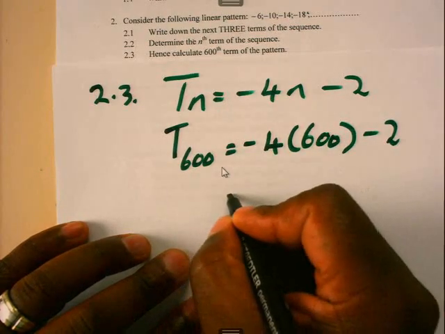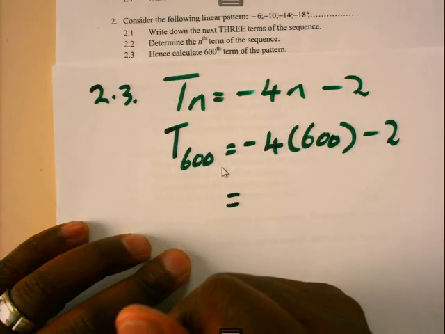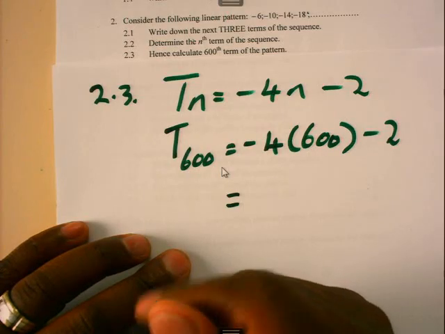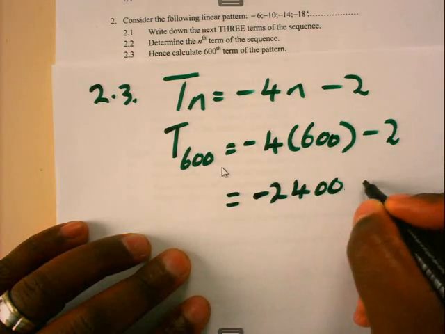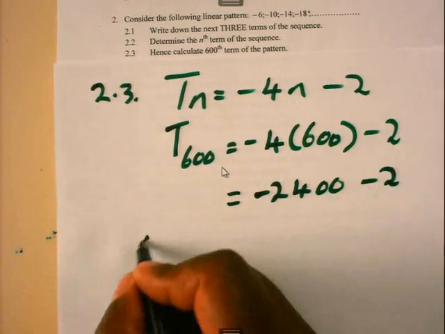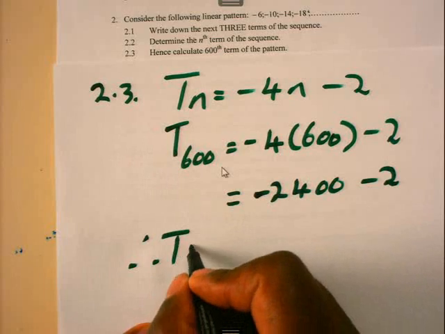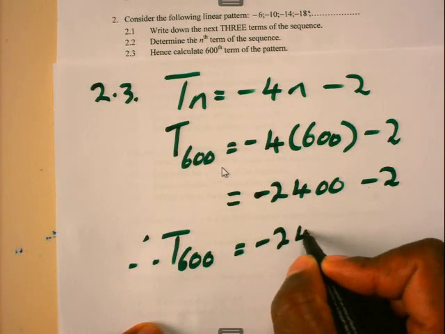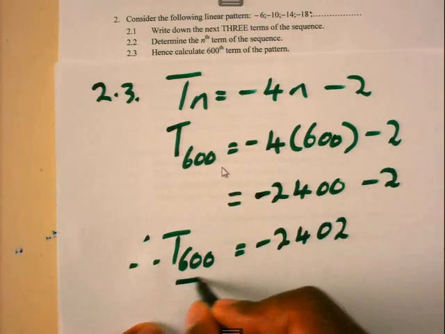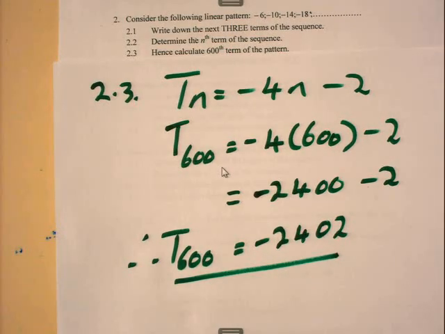Let's multiply with the aid of our calculators. If you multiply 4 by 600, you end up with -2,400, minus 2. Therefore, term number 600 is equal to -2,402. That is how to respond to 2.3. The last question.